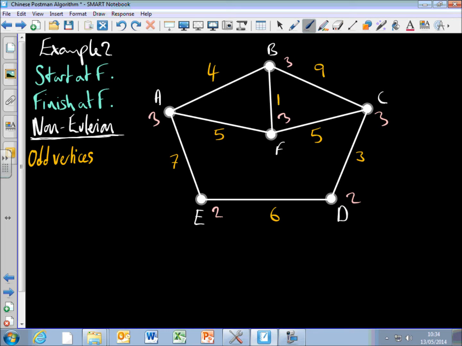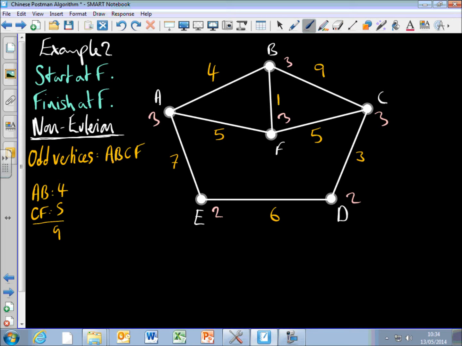And the odd vertices here are A, B, C and F. But unlike the previous question, there's different ways I could pair these up. Okay, so let's have a look. I have different options. I could have A to B and C to F. So A to B would be 4. I have to make sure that I write down the smallest distance between A and B. A to B is 4, and C to F is just 5. And that gives me a total of 9.